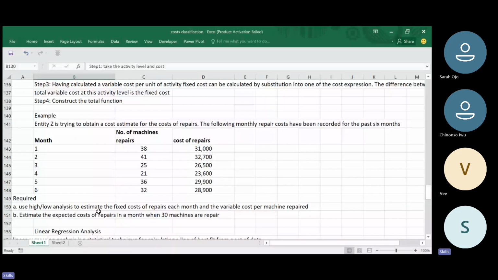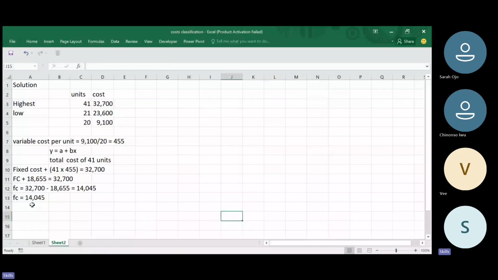So now we estimate the fixed cost. This is the fixed cost, 14,045. Using the high and low, you find the difference between the highest unit and total cost, then below, the unit and the total cost. The difference of the unit is 20, and the difference of the total cost is 9,100.